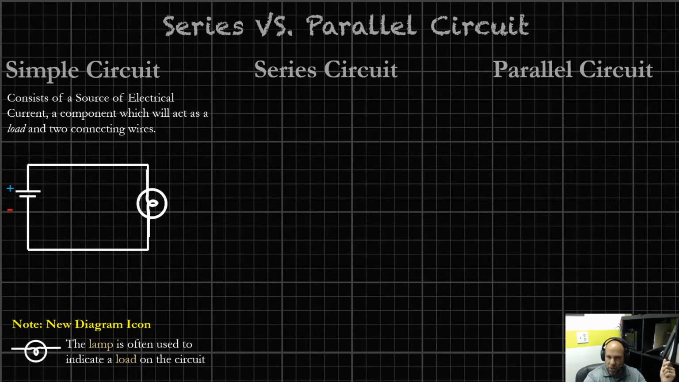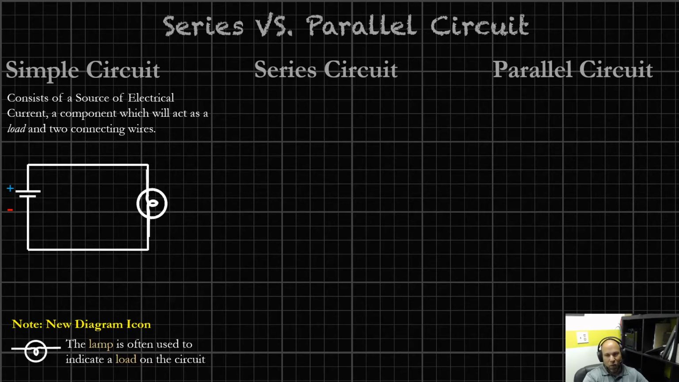You're going to see this little diagram here. This icon is new. In diagram models, that's called the lamp. It really just refers to a load or a pull on the circuit. And that's all that means. So you'll see that more frequently from here on out. It just means that there's something that's pulling the energy or using up the energy in the circuit.